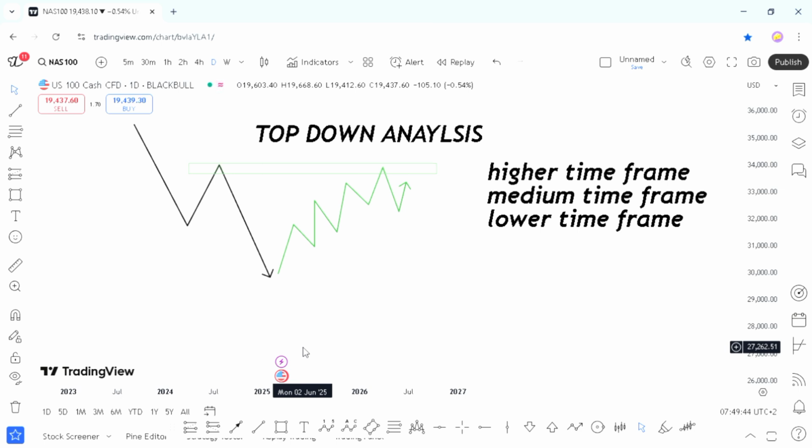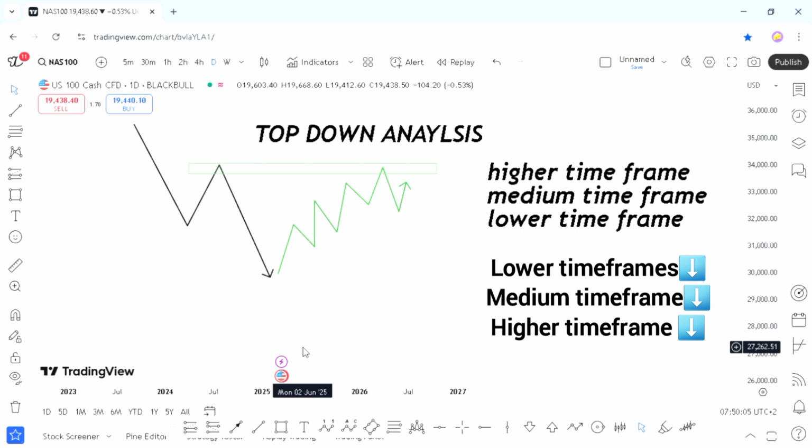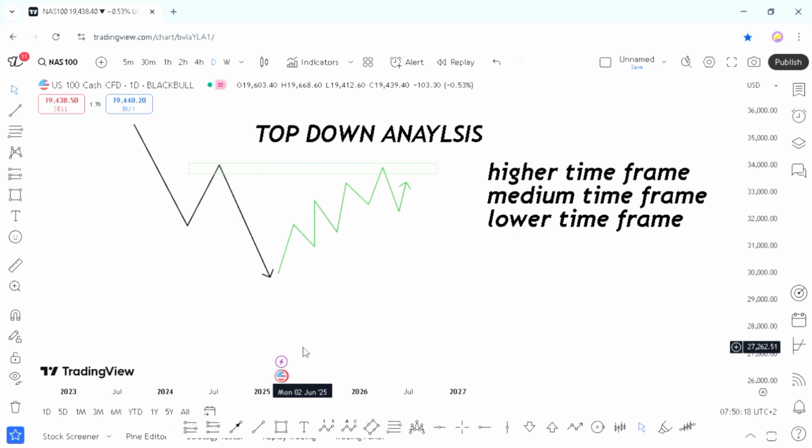So we do a top-down analysis in descending order, meaning we go from higher time frames. After looking at a higher time frame, we come to our medium time frame, then we go to our lower time frame. We don't do it in ascending order, meaning we don't go from lower time frames to medium time frames and then to higher time frames. Instead we do it from higher time frames to medium time frames and lower time frames. So let's do a top-down analysis.